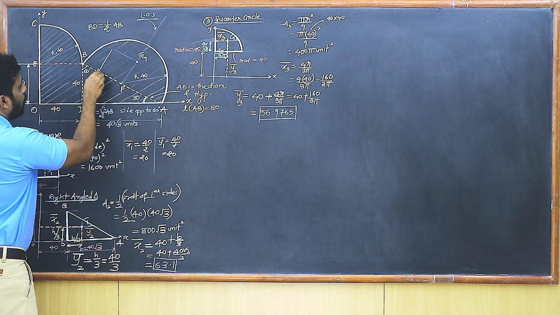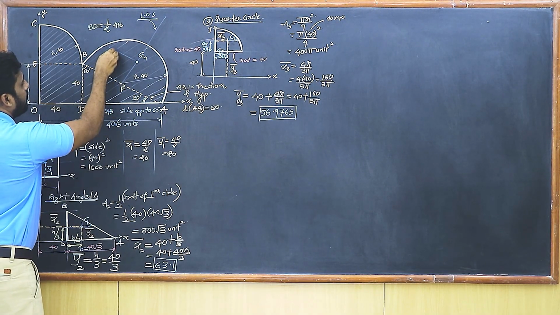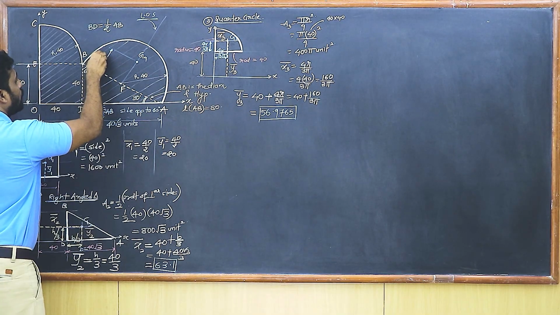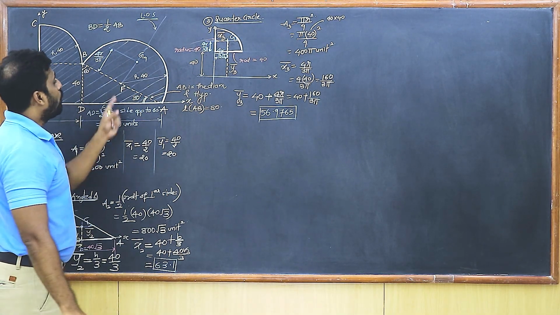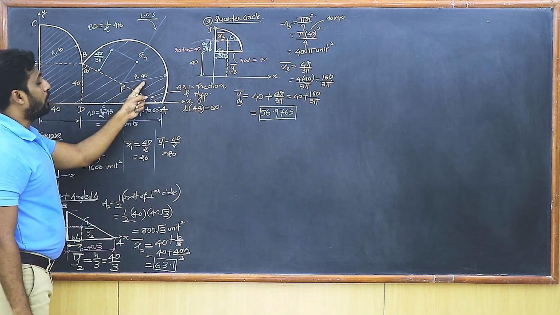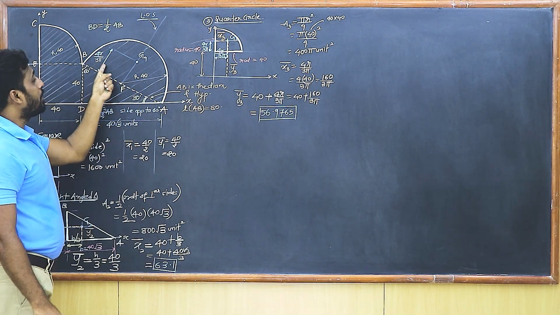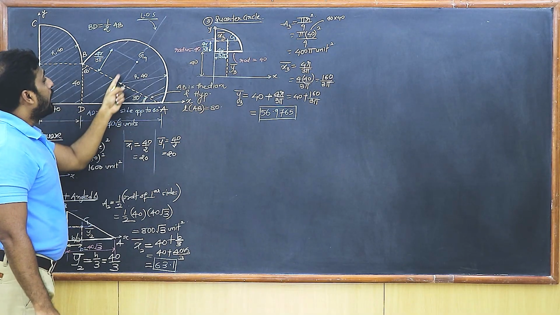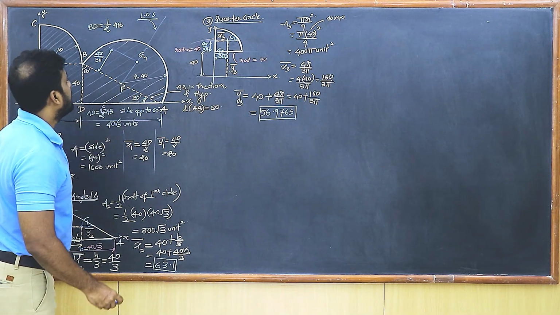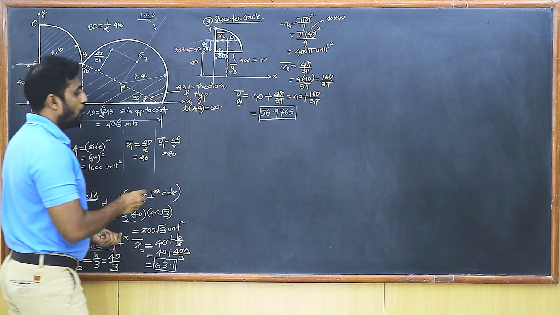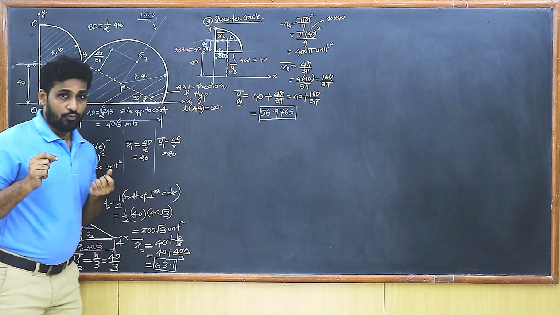So the distance of the centroid from the diameter is going to be 4R upon 3 pi. And what's the radius that we know? The radius is 40 here. So 4 into 40 upon 3 pi becomes the distance of FG4. Now some geometry is going to get involved here, students.